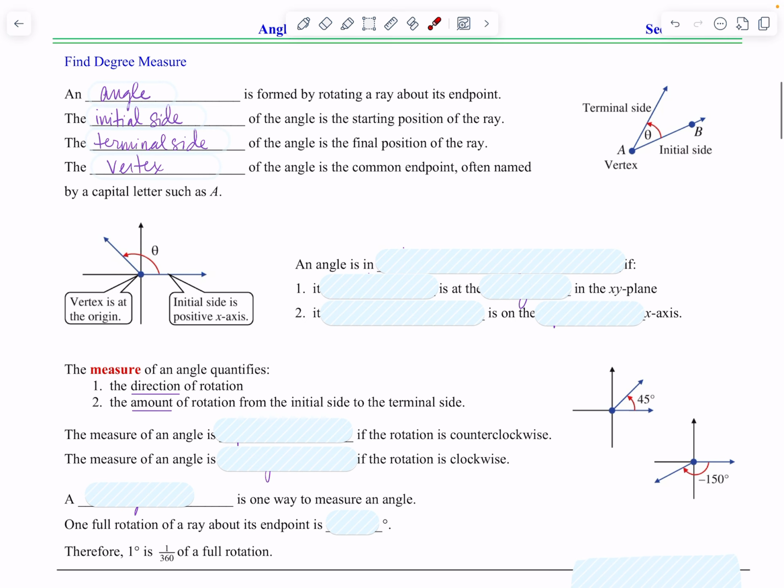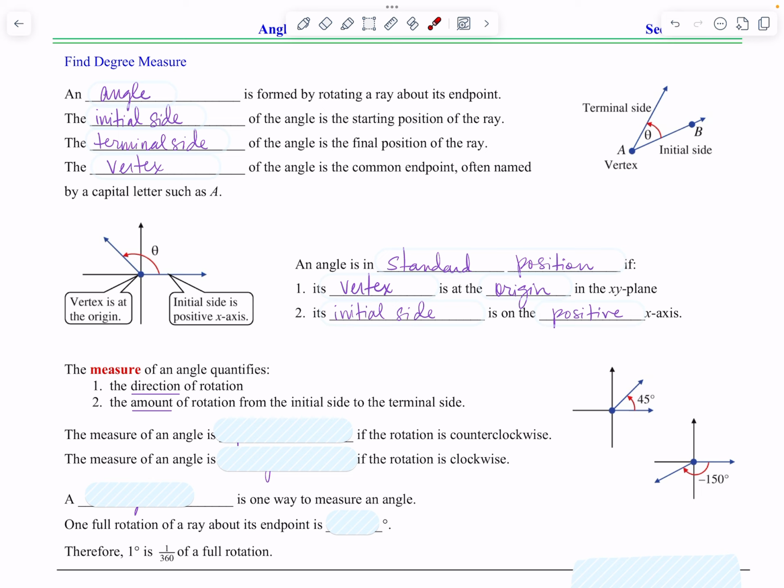All right, so then when you have an angle that is called in standard position, there's two requirements for an angle in standard position. First of all, the vertex has to be at the origin of the x and y axis. And secondly, the initial side has to be on the positive x-axis. And you can see a picture there on the left.